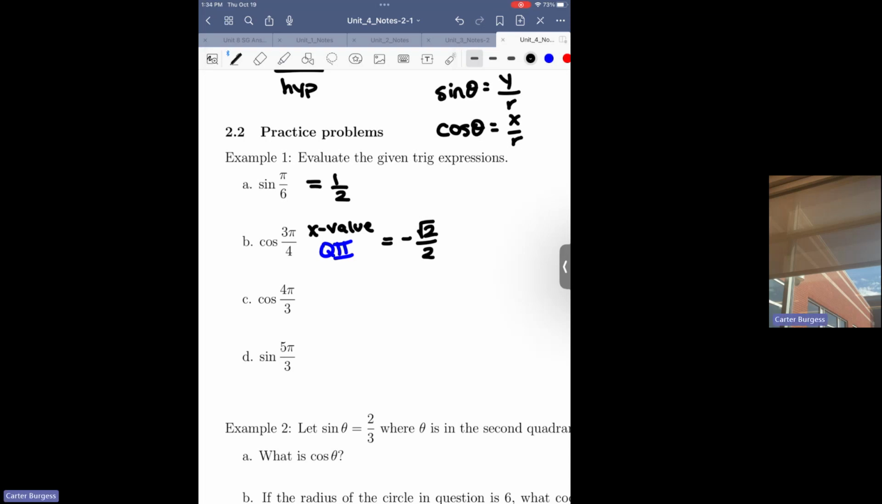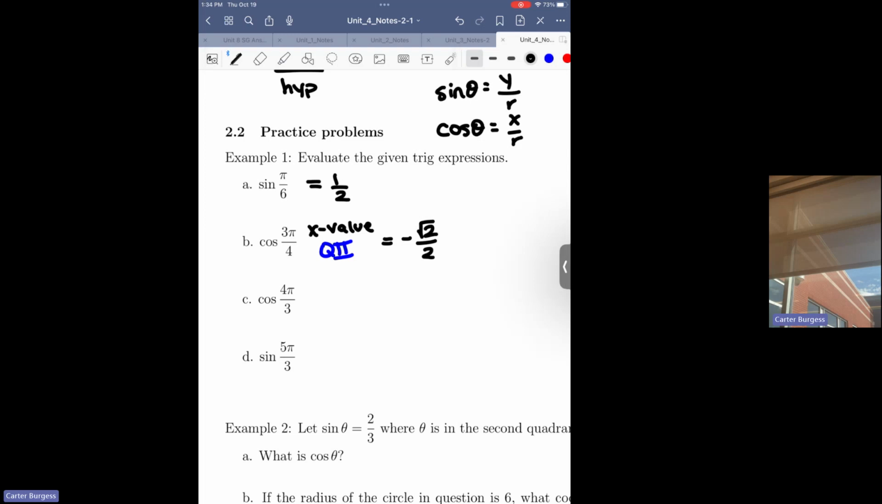And pi over 6 is closer to 0. It's close to the x-axis. So the x value will be bigger, root 3 over 2. The y value will be smaller. But also, we all know the unit circle perfectly, and so we just know that's it.